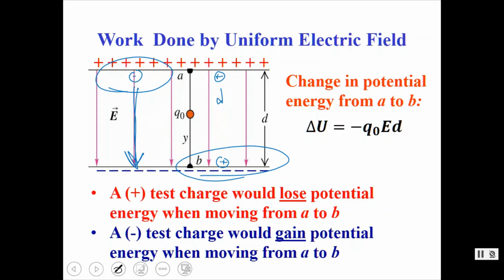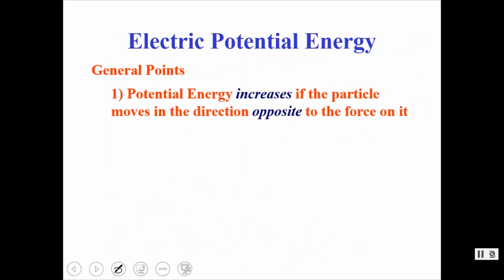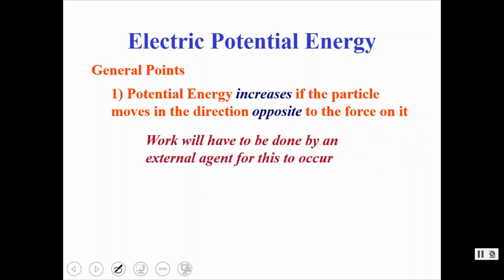And remember, when you have to add work into your system, that is always going to be a gain in potential energy. When work is done by the system, then you are going to lose potential energy. So here are just some reminders: potential energy is going to increase if the particle moves in the direction opposite to the force on it, which makes sense. And in order for that to happen, work will have to have been done by something external to your system.